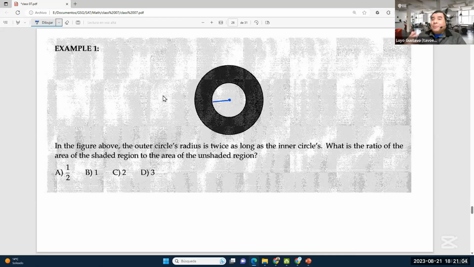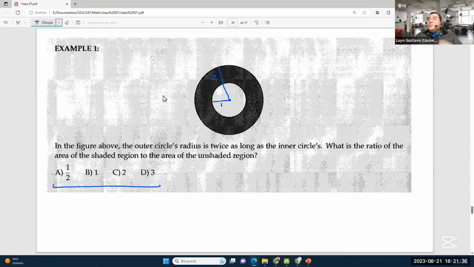start using variables. Take a look. The 4 answer choices are just numbers. So that means that this should work with any two circles that comply with the proportions presented. So you pick the values that are easier to work with. Don't use variables. For example, I can say that this radius is 1. So what would be the radius of the outer circle? Since it's twice as long, I say that this radius will be 2 simply, because it's twice as long.